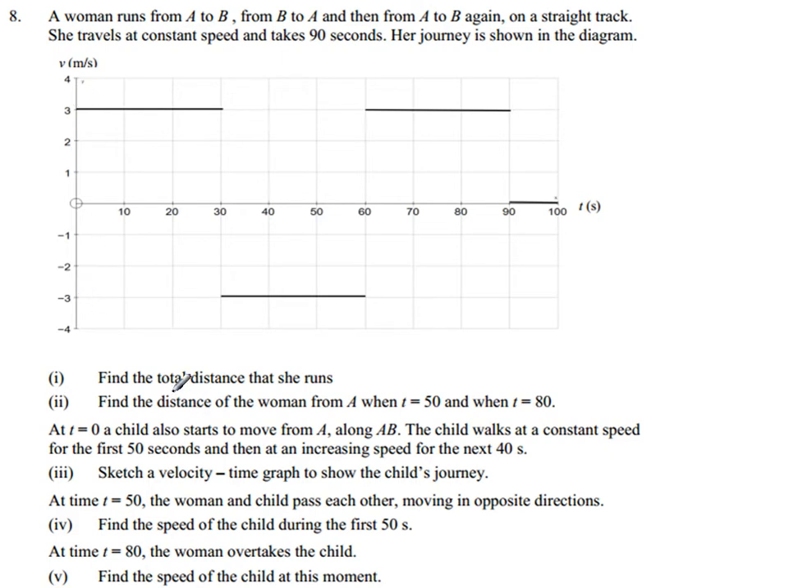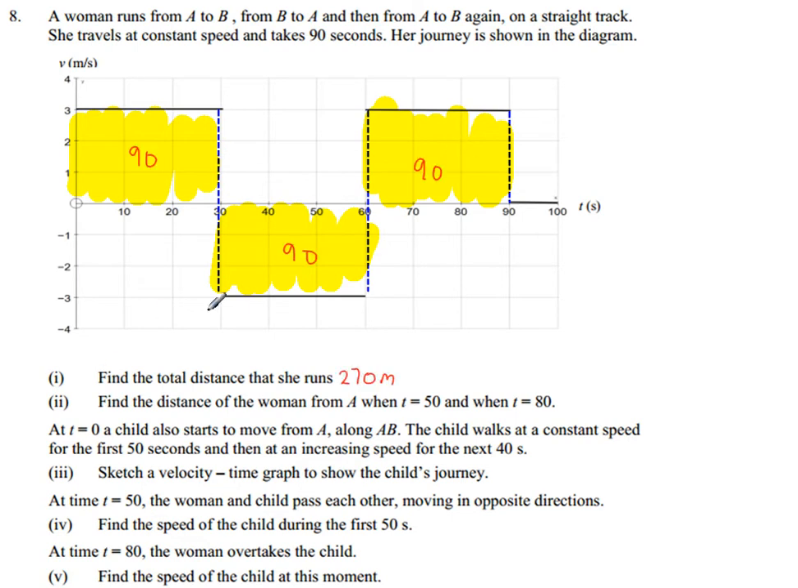For the first part, we want the distance that she runs in total, not the displacement but the distance. So we want the area of 3 separate regions on the graph. These 3 rectangular regions, and if we calculate the area for each, we see that she travels 270 meters.